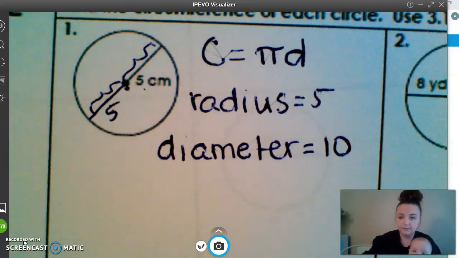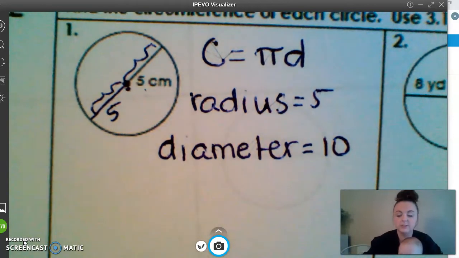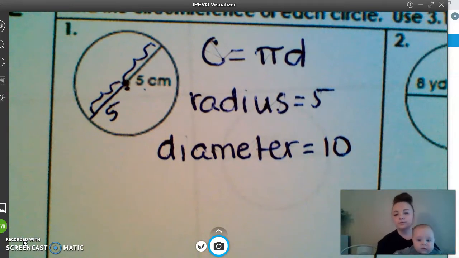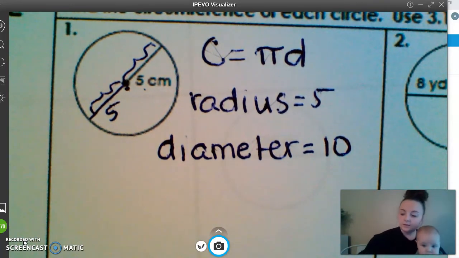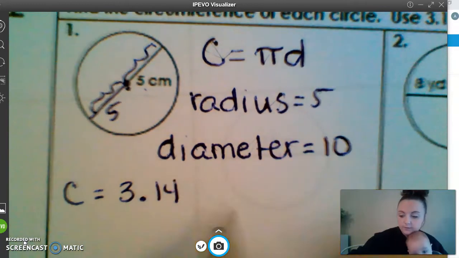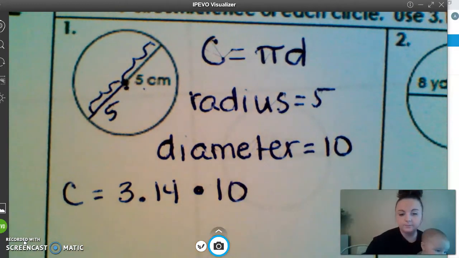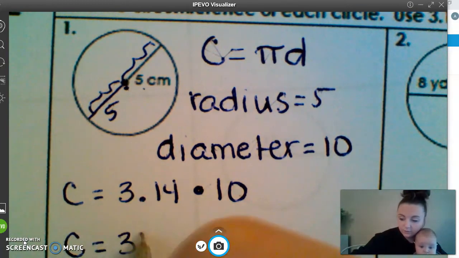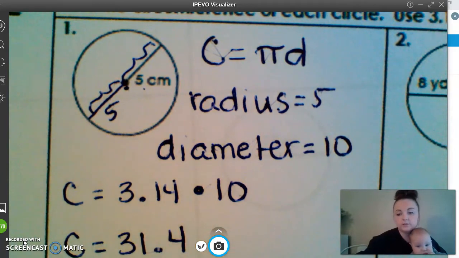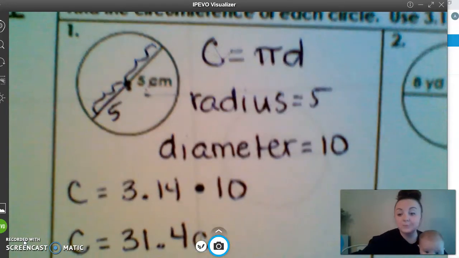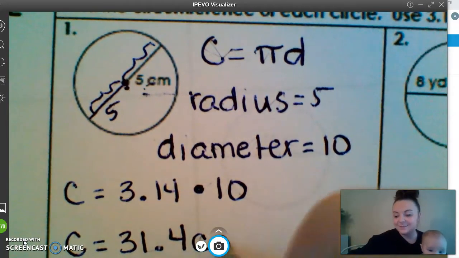I can plug it into my equation, and it's set up in the directions to use 3.14 for pi. So circumference equals 3.14 times 10. Well, 3.14 times 10 is 31.4, and then we need to look at our units. So this is perimeter, so it's just regular units. So this is centimeters, so this is 31.4 centimeters.